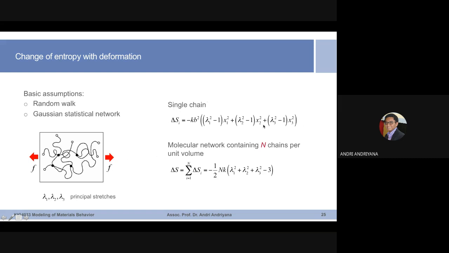This is how the entropy changes with deformation for one single polymeric chain. How about for the whole network, which consists of, let's say, n polymeric chains per unit volume? You simply sum up the contributions of each chain here and put it here. After simplification, this is what you have. This is how the entropy changes with deformations in the network, where n here is the number of chains, k is the Boltzmann constant, and lambda 1, lambda 2, lambda 3 are the 3 principal stretches that I have mentioned before.